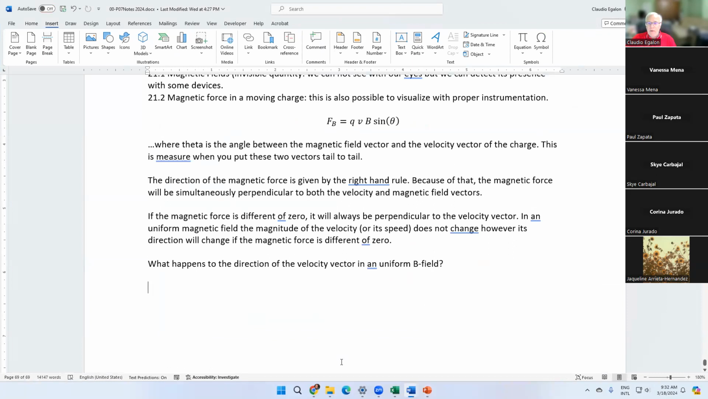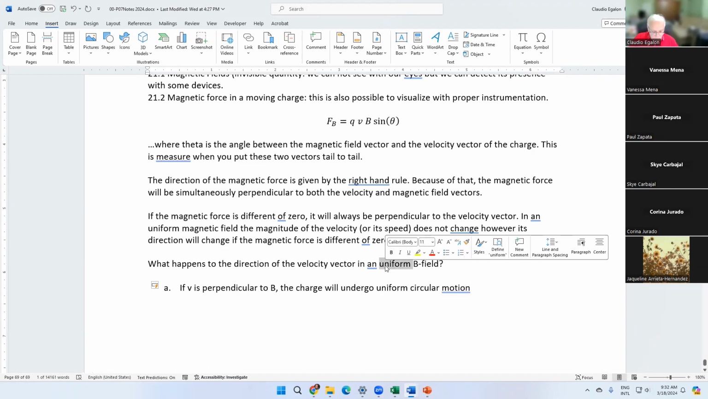What happens to the direction of the velocity vector in a uniform B field? Okay, so A. If V is perpendicular to B, the charge will undergo uniform circular motion. And don't forget uniform B field. I'm going to emphasize here: uniform B field, uniform circular motion.